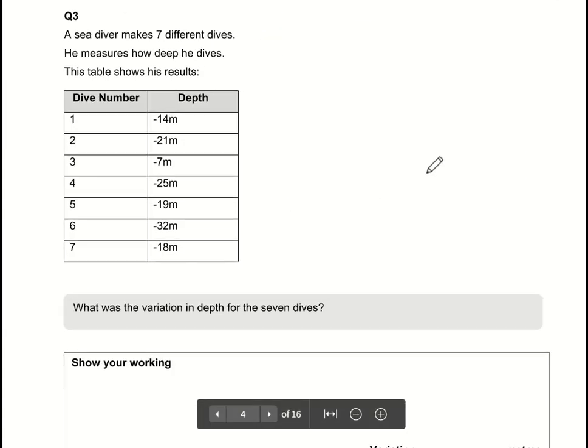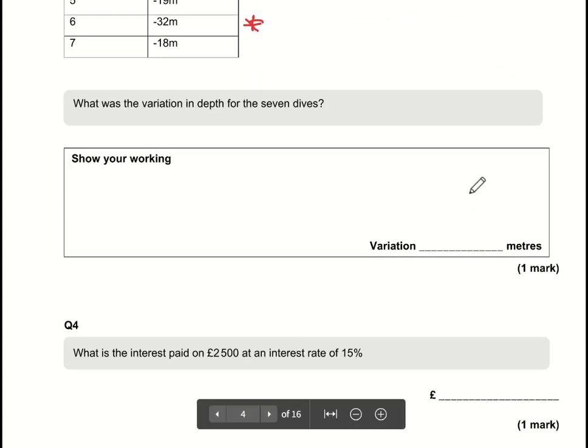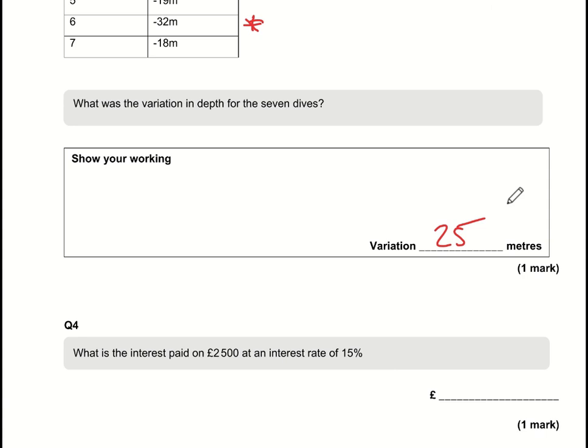Question number 3. A sea diver makes 7 different dives, and we want the variation, so that is just the variation in depth, so basically the range. So his shallowest dive is 7 and his deepest is 32. He's diving down to -7 meters, but we can just see that as a 7-meter dive and a 32-meter dive. So the variation is 32, take away 7, which is 25 meters. And obviously this working should be in this box here. So the variation is 25 meters.